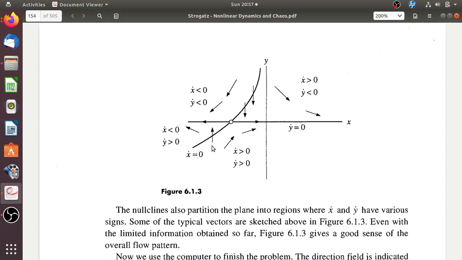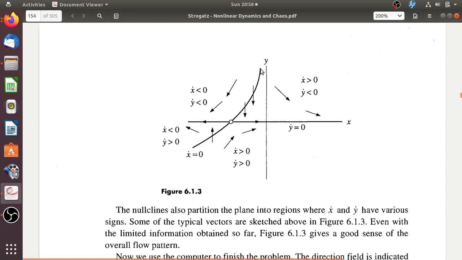Similarly, for this other line, it will not have any vertical component, it will have only a horizontal component, but we do not know whether it's in the direction towards the right side or left side. That we need to identify. Okay, how are we going to identify that?